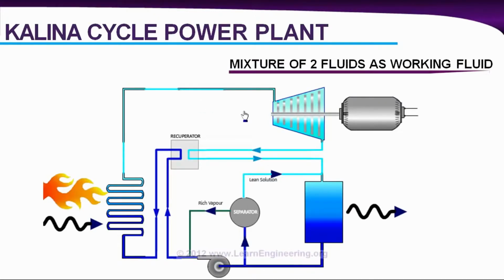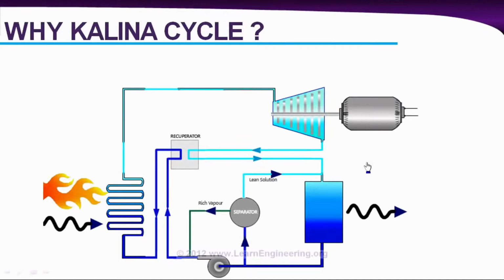The most commonly used working fluid in a Kalina cycle is a mixture of water and ammonia. So what's the advantage of this? Why should we use a mixture as a working fluid? To get the answer to this question, let's see the temperature-entropy diagram of a conventional cycle and a Kalina cycle.